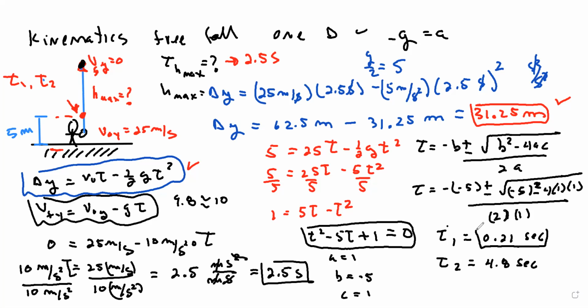So these are the times it takes for the particle to pass through a point that is 5 meters above the ground. This point right here. On its way up, it passes through the point 5 meters at the time 0.21 seconds, and then passes again when it comes back down at the time 4.8 seconds. And there you go.